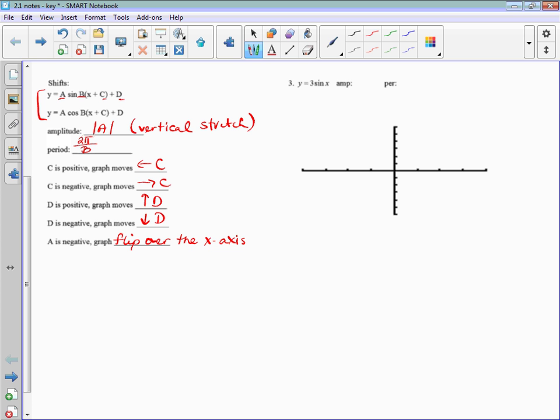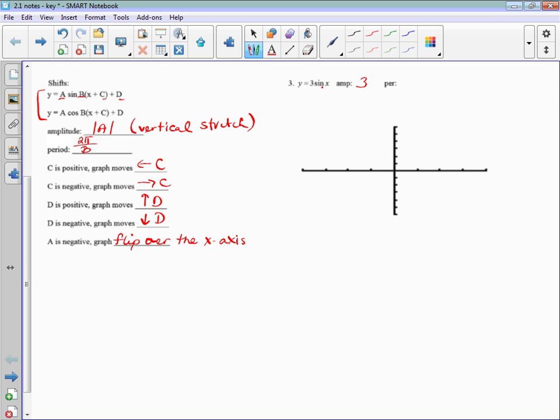So if you look at this first one here, y equals 3 sine of x. So let's fill in our amplitude and period. What do you think? What's the amplitude? 3? Okay, I thought I heard somebody say 4. I don't know where that came from. So 3, yes.